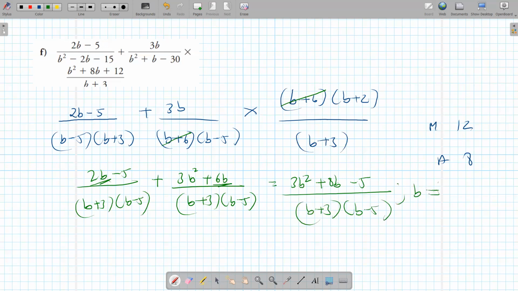What are the restrictions? -3 and 5. There's one more. So take into account what you canceled out. -6. Great. And you're done. Cool. Is this hard? No.